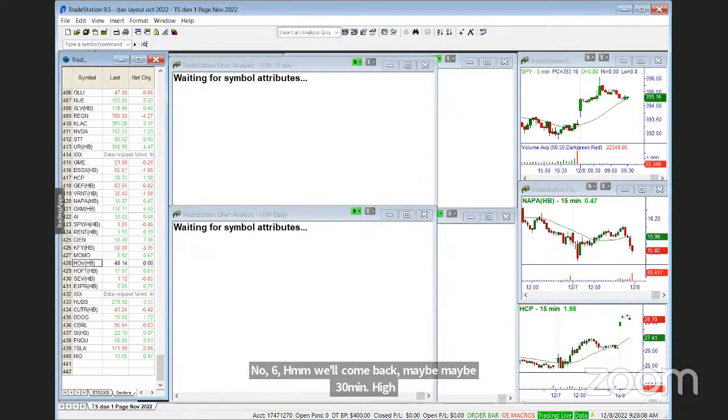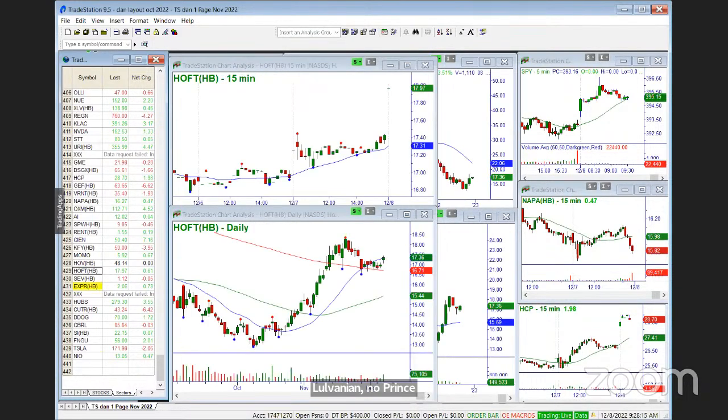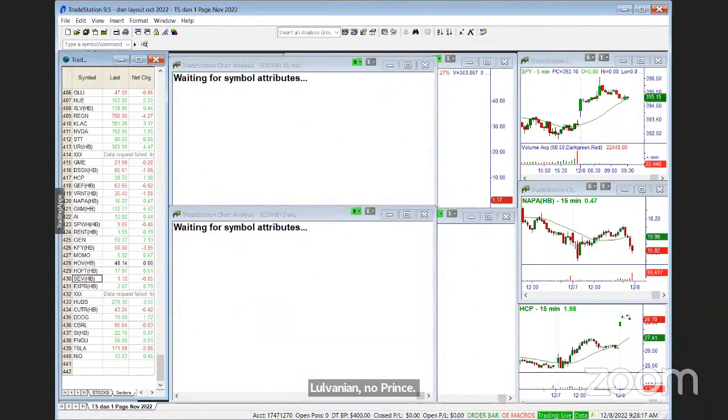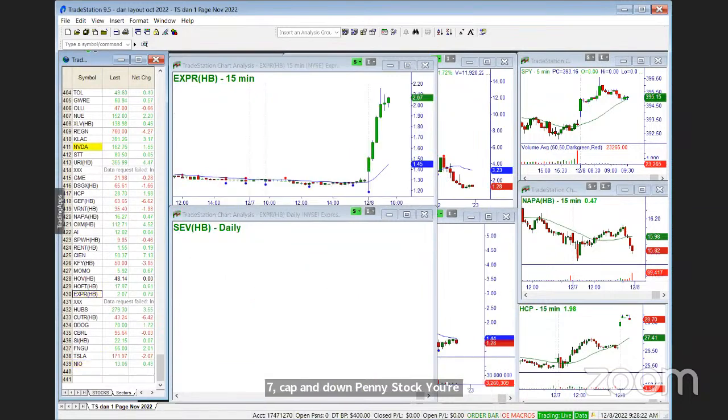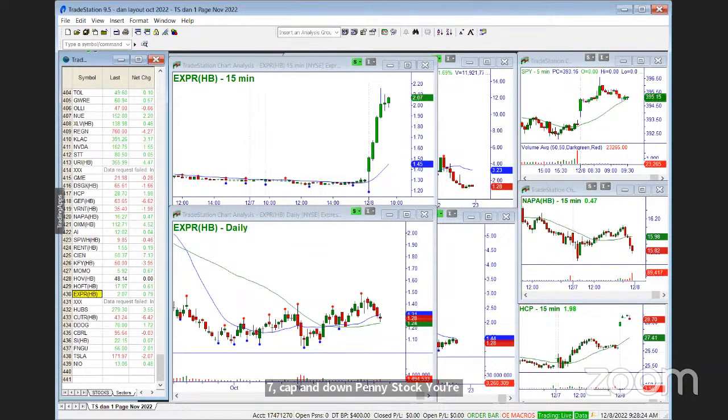Ovanian, no prints. Hoft, I see one print, but not much volume. Seb gapping down, penny stock, you're gone. EXPR, it's one of these little retailers. That's a big pop. And I left this on my list yesterday, saying exactly this. Maybe it surprises and has a gap breakout.